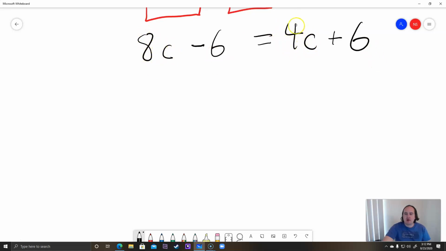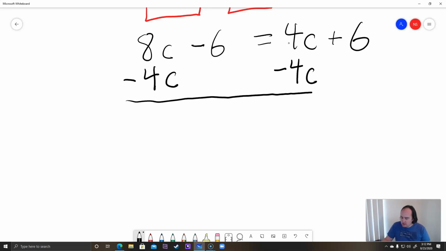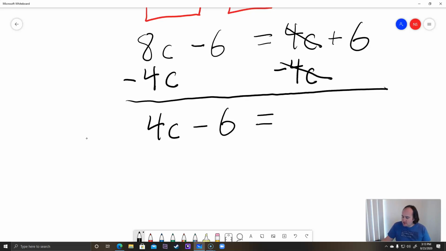So how do you get rid of positive 4c? Well, what's the opposite of adding 4c? Subtracting 4c. So we're going to subtract 4c from both sides. Notice I line up the c's so that it makes it easy to do the subtraction. On the left side, we have 8 minus 4 is 4c, so we're going to have 4c minus 6 on the left side. And on the right side, the 4c and the negative 4c cancel out. So we just get 0 plus 6, which just gives us 6.